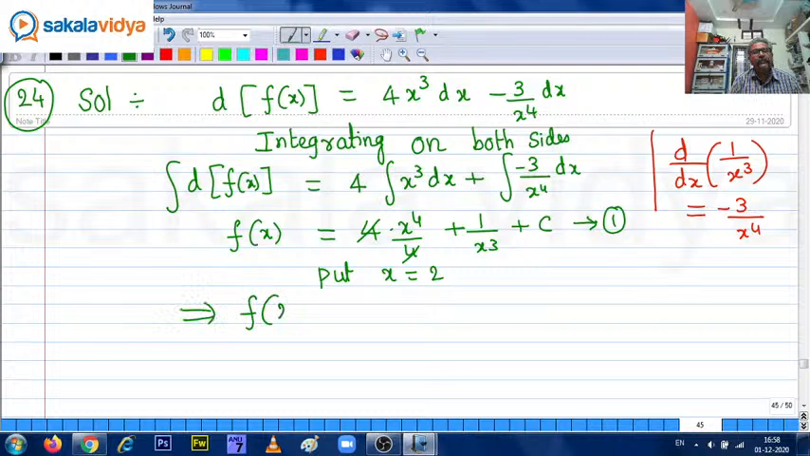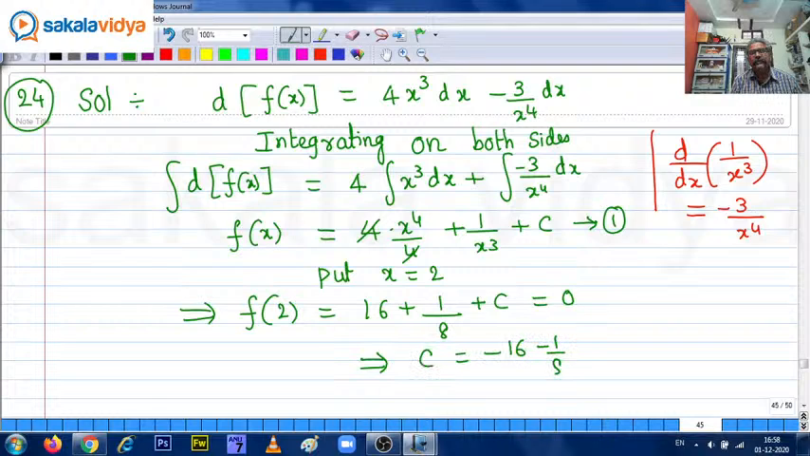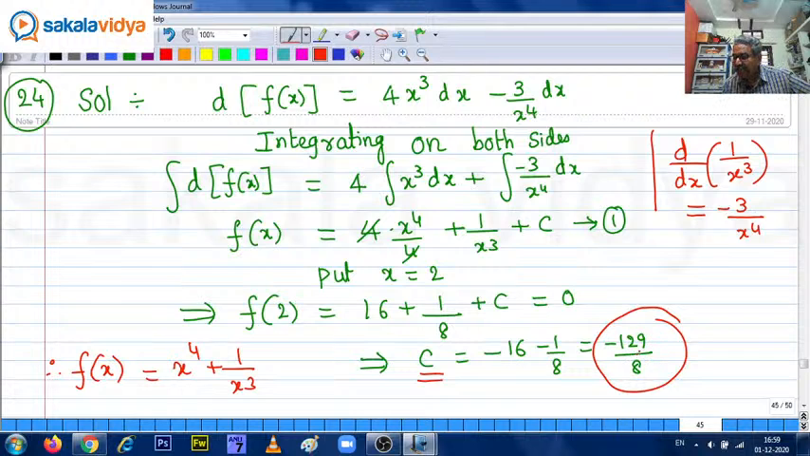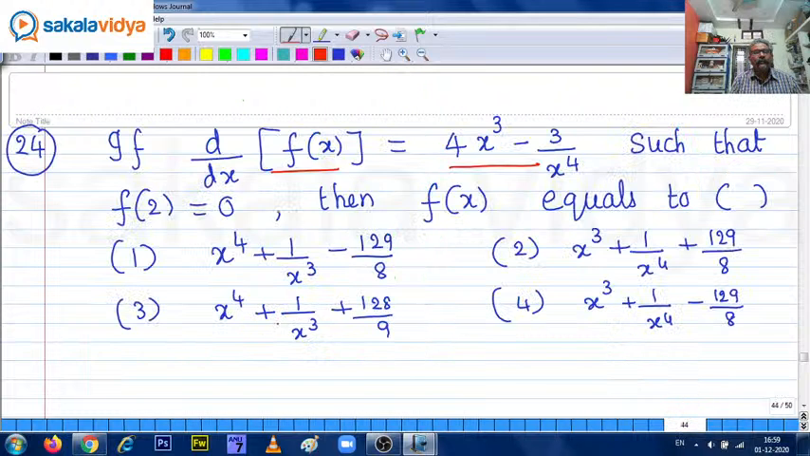You get f of 2 equals 2 to the power of 4 is 16 plus 1 upon 2 cube is 8 plus c. This is given as 0. So now the c value equals minus 16 minus 1 upon 8. This will be minus 128 minus 1, minus 129 by 8. Substitute here. Therefore, the function is given by x to the power of 4 plus 1 upon x cube, and the constant of integration for the given condition is minus 129 upon 8. So this is the answer: x to the power of 4 plus 1 upon x cube minus 129 by 8.